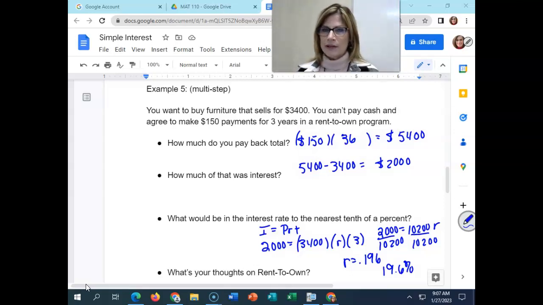So what are your thoughts on rent to own? It's a really bad plan. You shouldn't rent to own TVs for the Super Bowl. Don't rent to own furniture. You should go to like Goodwill or I don't know, the hospice place. Buy used furniture, but don't go this rent to own route.